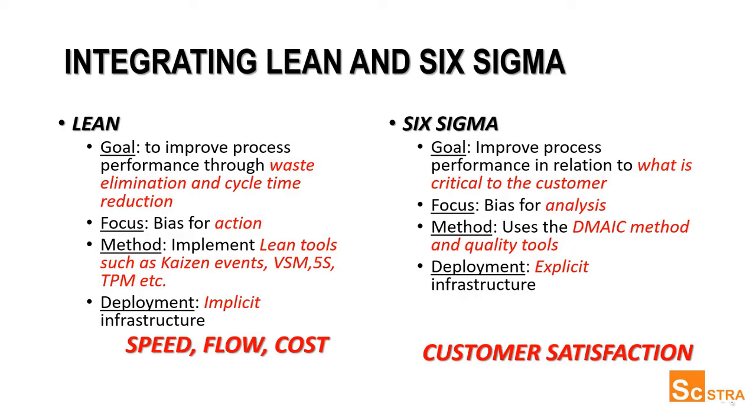For Lean, the method is to implement Lean tools such as Kaizen events, value stream mapping, 5S, TPM, and so on. For Six Sigma, the method uses the DMAIC method and quality tools. For Lean, the deployment is implicit infrastructure, while in Six Sigma, the deployment is explicit infrastructure. Lean is after speed, flow, and cost, while Six Sigma is after customer satisfaction.